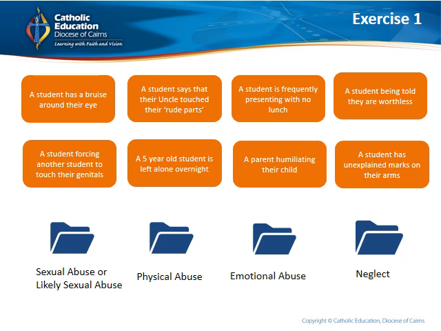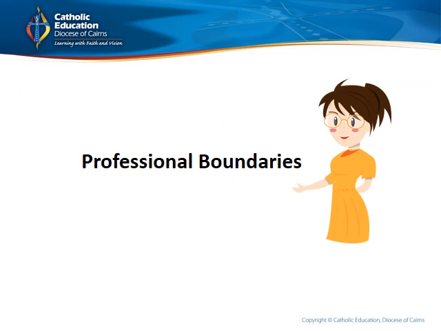Please take a few moments to complete this exercise in your Child Protection Handbook. Draw a line from the statement to the corresponding abuse type. The answers to this exercise can be found in Appendix A of your workbook. The next section of the training is looking at professional boundaries.